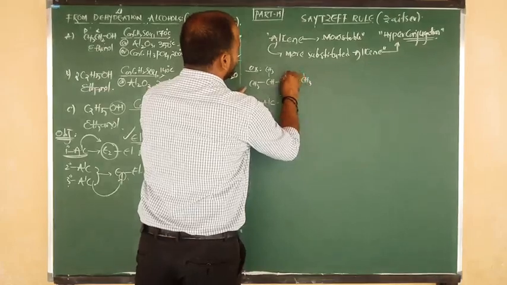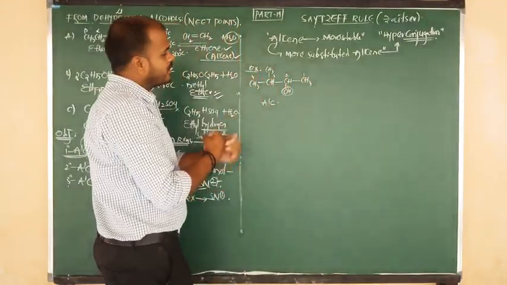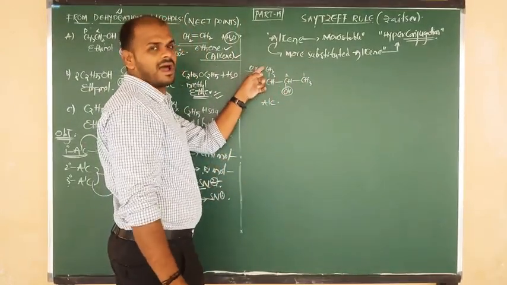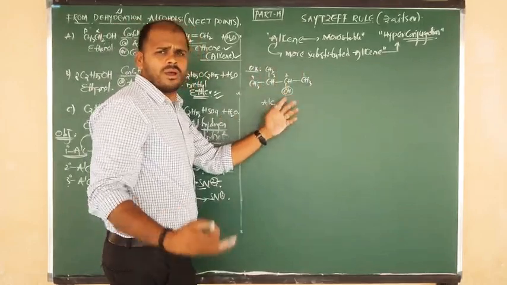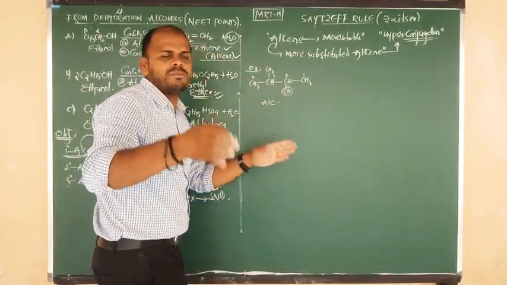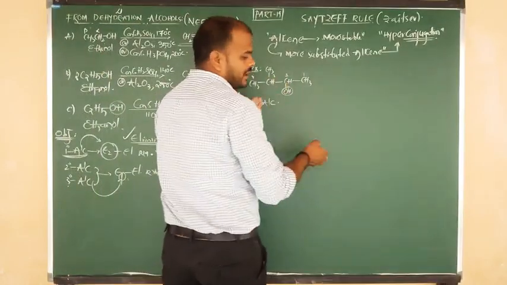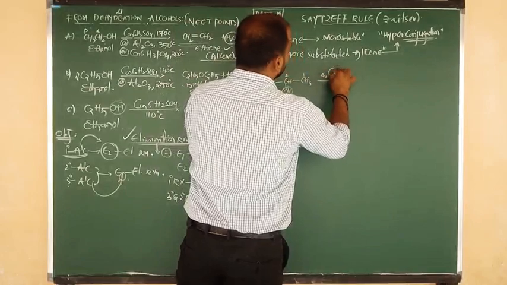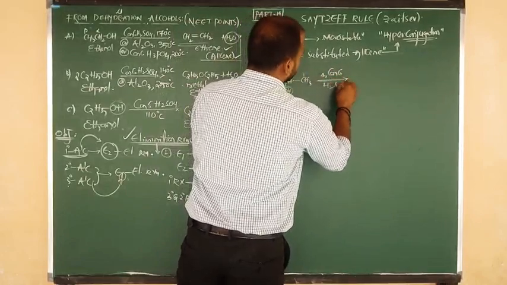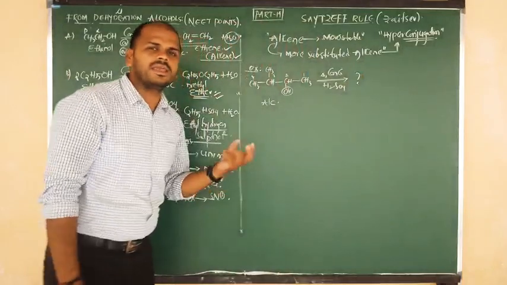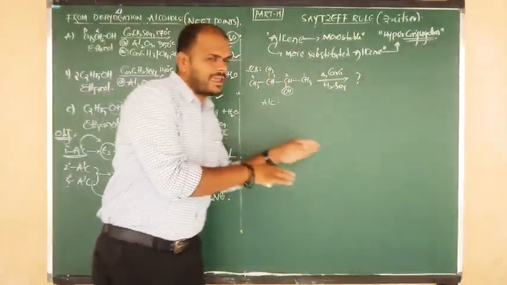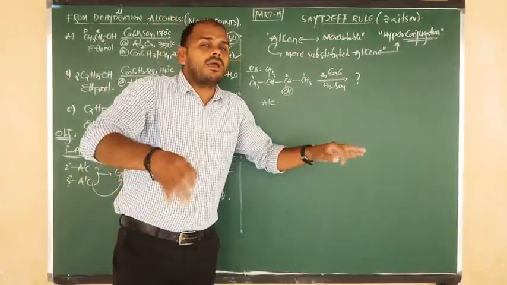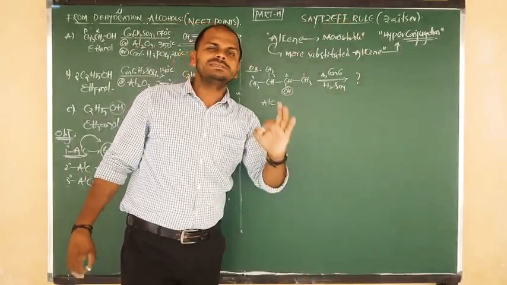Let us write the nomenclature. Numbering 1, 2, 3, 4. The second carbon is connected to OH and the third carbon is connected to CH3. So 3-methylbutan-2-ol, or we can say 2-butanol. This is the IUPAC name of the respective alcohol. Now suppose that alcohol is heated with concentrated sulfuric acid. Then which alkenes are formed, how many alkenes are formed, and which is major and which is minor, all of that we are going to decide on the basis of Saytzeff's concept.